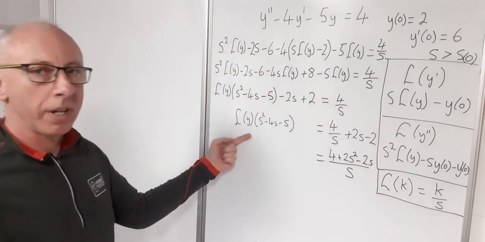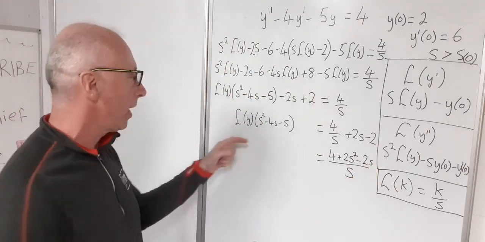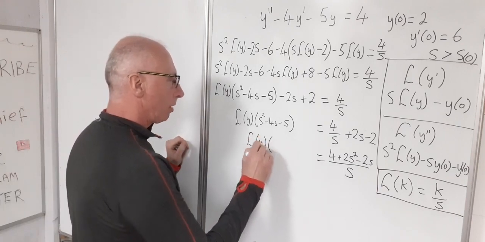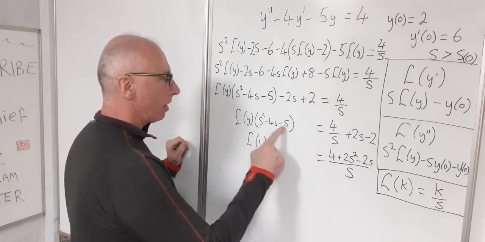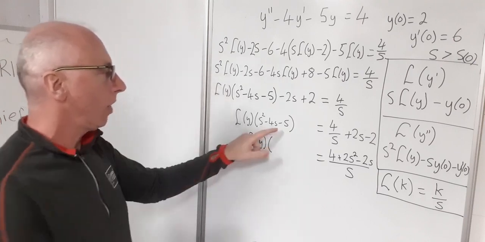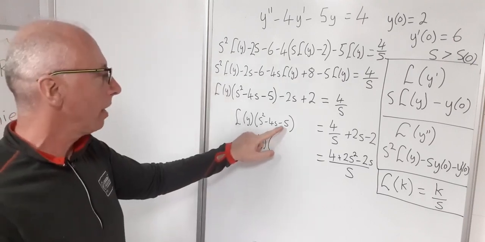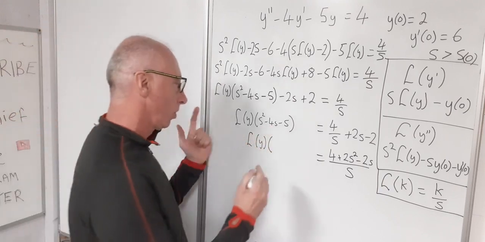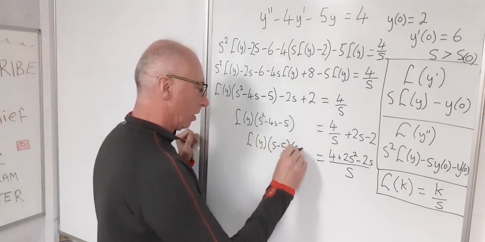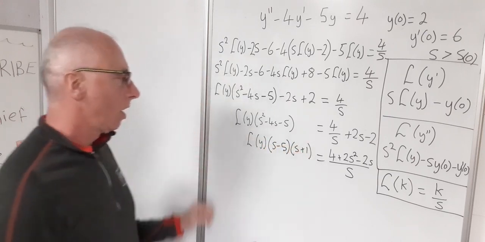Okay, now this one here will stay, but I'm going to factor this one out. So now I've got Laplace of y times, factoring this one out, s minus 5 and s plus 1. So minus 5 times plus 1 will give me minus 5, and then minus 5 plus 1 will give me minus 4. So I'm happy with that. So that would be good there.